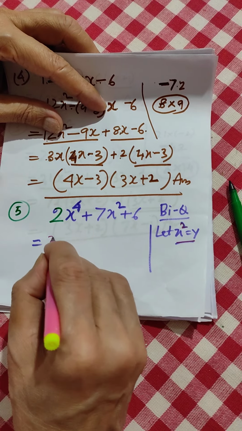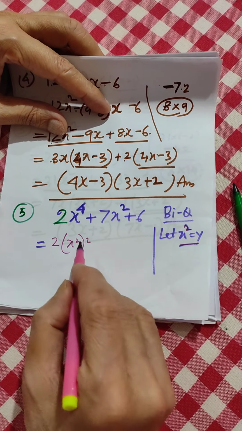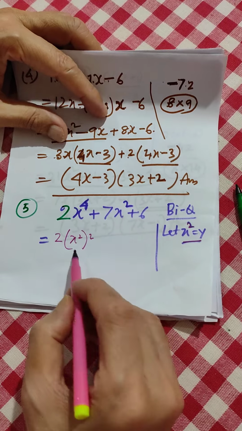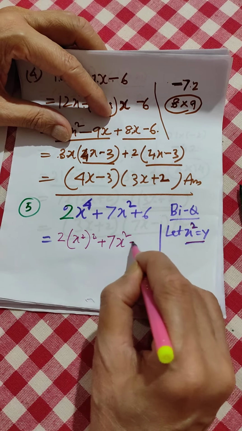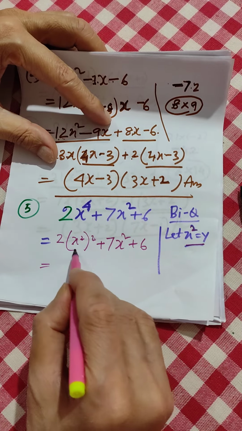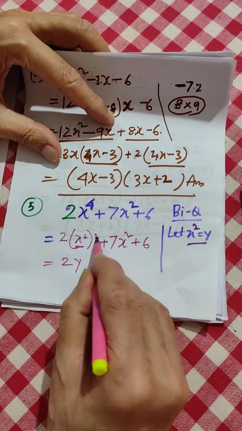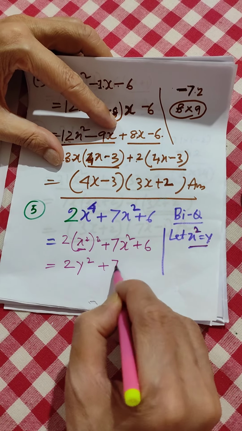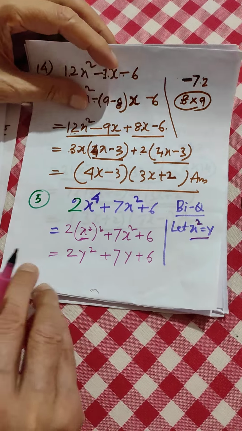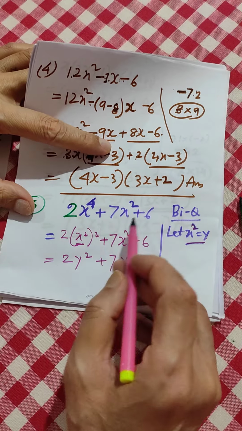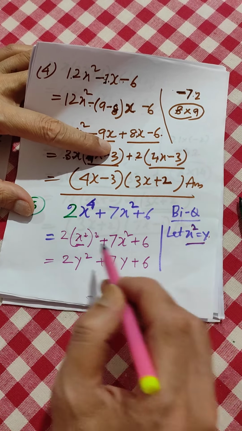Now x4 is what? X square whole square. 2 into 2, 4. So x4 can be written as x square whole square. Then plus 7x square plus 6. Now this x square we will substitute with y. So 2y square plus 7y plus 6. Now it has become a quadratic polynomial. This was biquadratic, but we changed it to quadratic. How? Substituting y for x square.